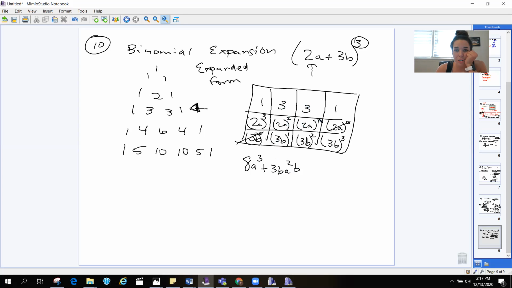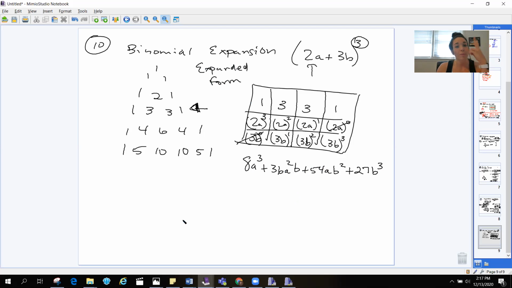3 times 2 to the first, a, which is 6a, times 3 squared, which is 9, b squared. So 6 times 9 gives me 54 a b squared. And 1 times 3 to the 3rd, which is 27 b cubed. Okay, so if the question says, what's the expanded form of this, this is what your answer is going to be.